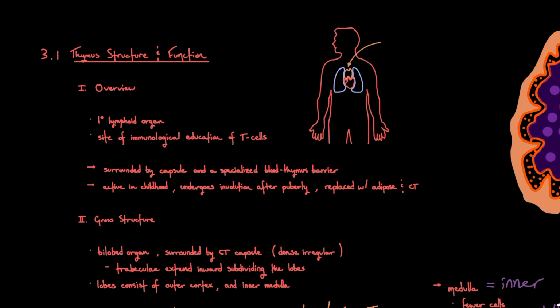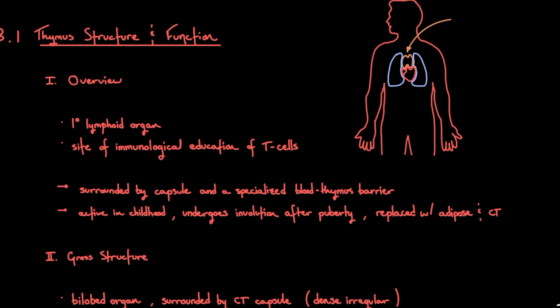All right, but today is going to be pretty calm. We just want to give you the anatomy, the geography, where these T cells are being trained. And that is going to be the thymus. That is one of our primary lymphoid organs, and it is the site of immunological education of the T cells. It's surrounded by a capsule and a specialized blood thymus barrier. While these guys are developing, we want to be selective of what they are introduced to and what they are not.